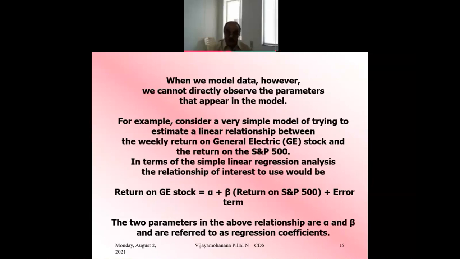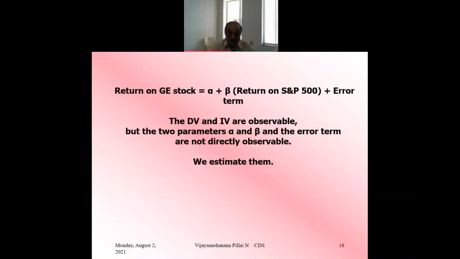And in this particular case, the dependent variable, that is the return on GE stock, and the independent variable, the return on S&P 500, are directly observable. But the two parameters, alpha and beta, and the error term, are not directly observed. We have to estimate them using the historical data. So there comes the importance of estimation.